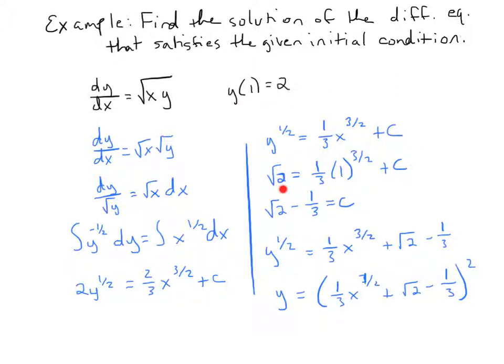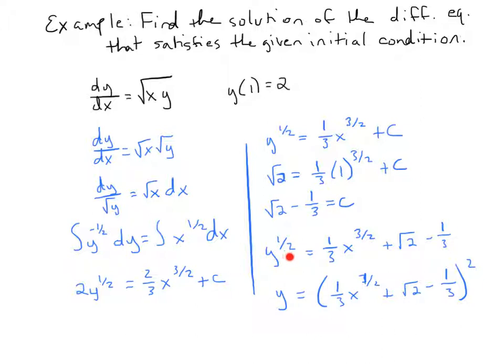So y is equal to 2 when x is equal to 1, so I plug those in, and then I just rearrange it to figure out what c is. So c is root 2 minus 1/3, and then I take this and plug it back into my equation up here. So we have y to the 1/2 equals 1/3 x to the 3/2 plus our constant, which is root 2 minus 1/3. And then the very last step, I'm going to solve it for y.